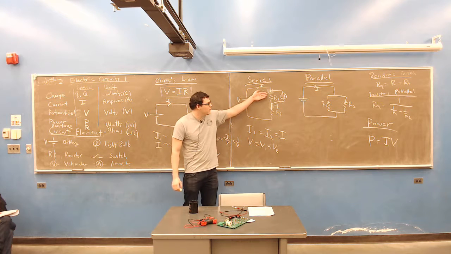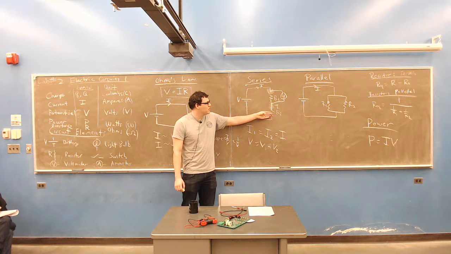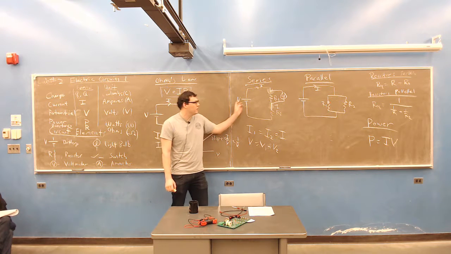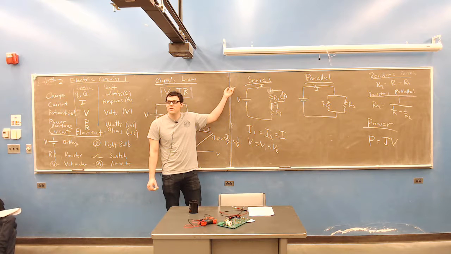All right, so if you measure across resistor 1, find that number. Measure across resistor 2, find that number, sum them up, you'll get the voltage of the battery. That's in series. Any questions?